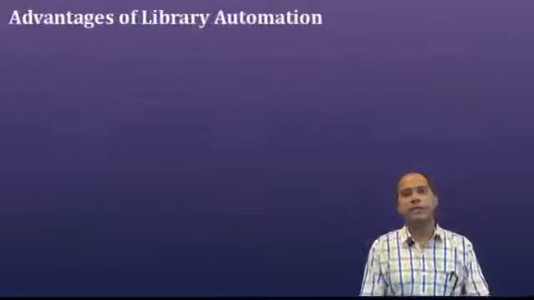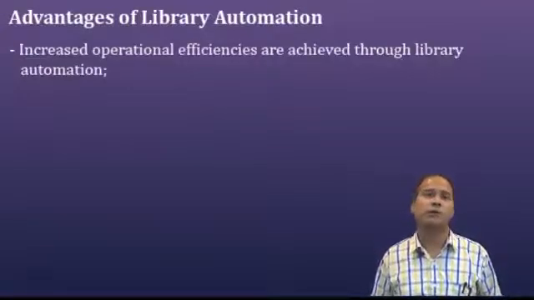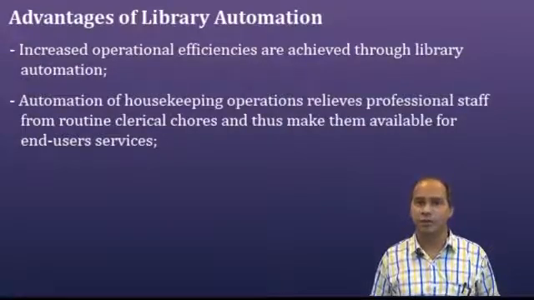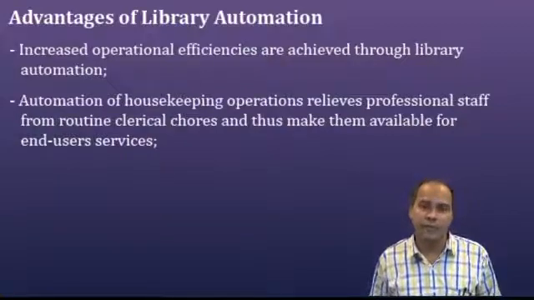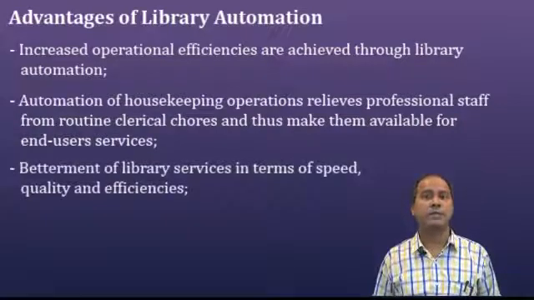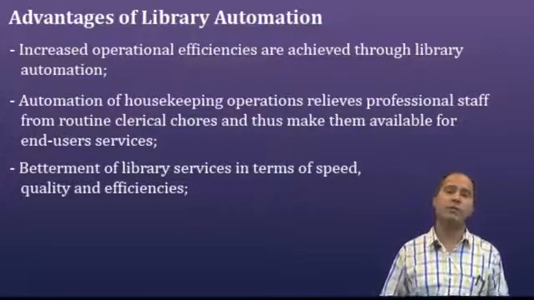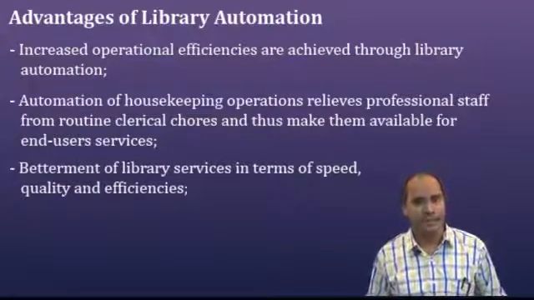Library automation basically helps to increase operational efficiencies through different kinds of sophisticated mechanisms. Automation of housekeeping operations relieves professional staff from routine clerical jobs and thus makes them available for end user services. That means you can make more productive use of your library staff. Betterment of library services in terms of speed, quality and efficiency. You can serve your users far better than you are serving in a traditional setup.